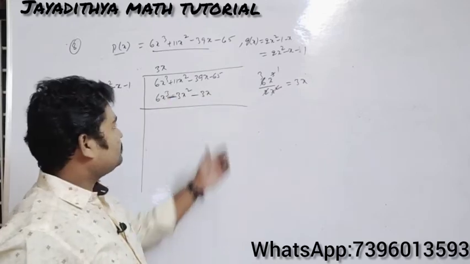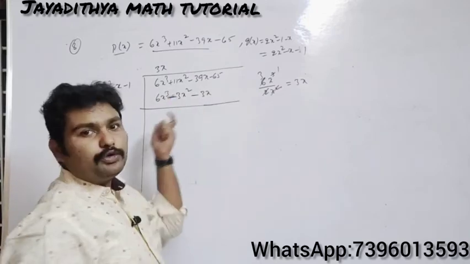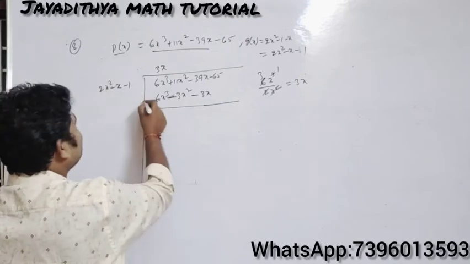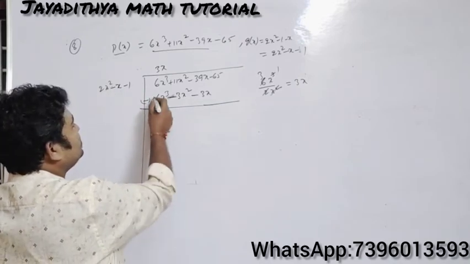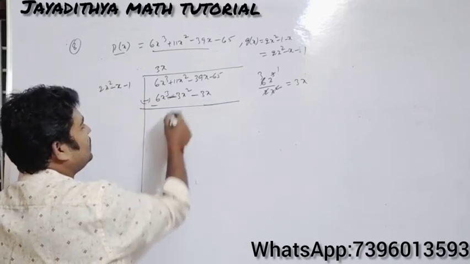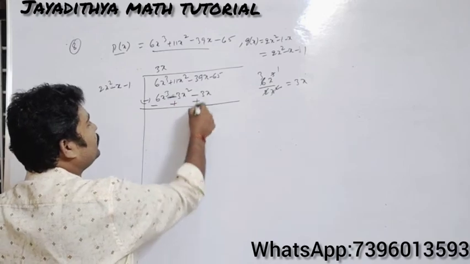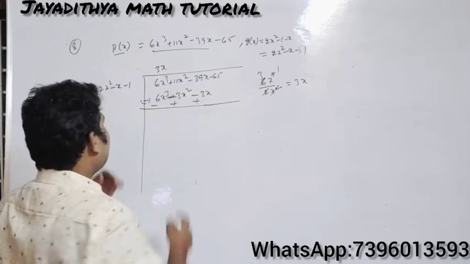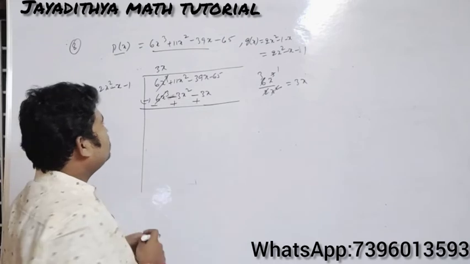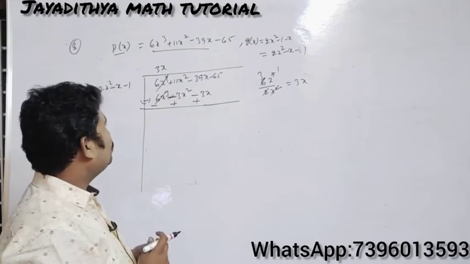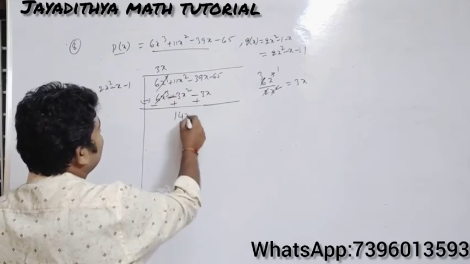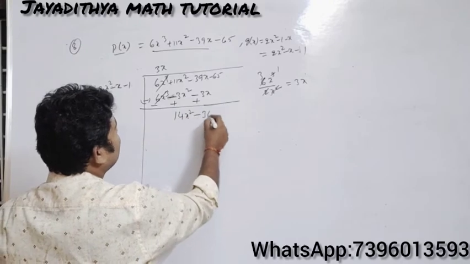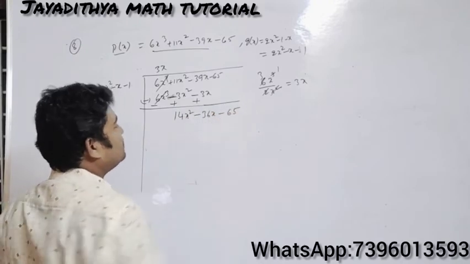When you are doing division, you need to do the subtraction here. When you are subtracting the second one, the symbols will be changed. Here it is plus 6x³, so the symbol should be minus. Here it is minus, so change the symbol. Here also you change the symbol. So the 6x³ and 6x³ both get cancelled, and this is 14x². This is −36x, and you bring down this −65 here.